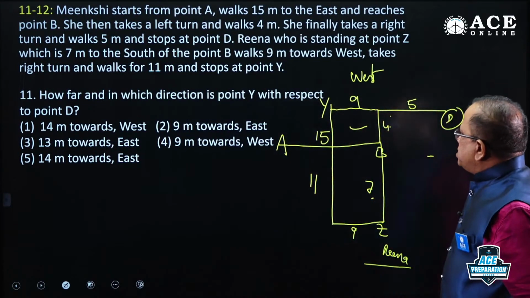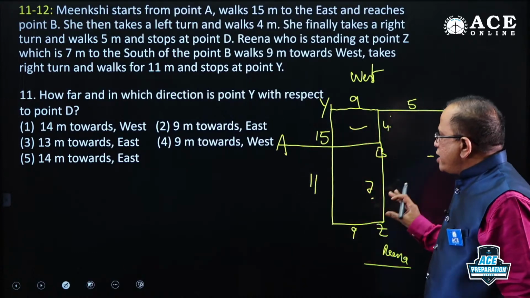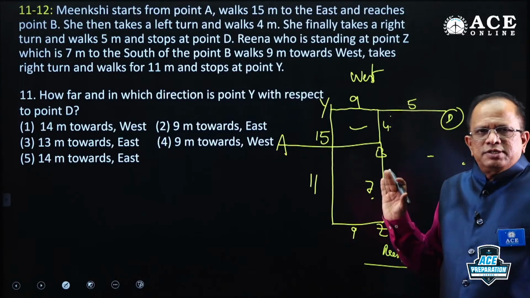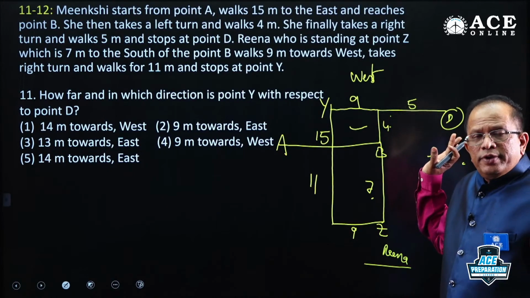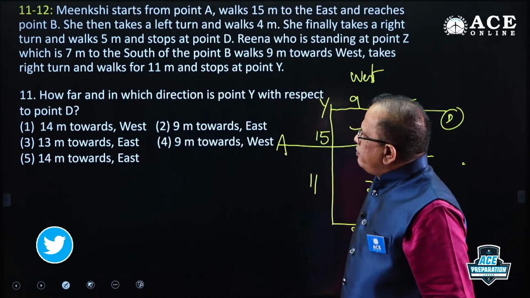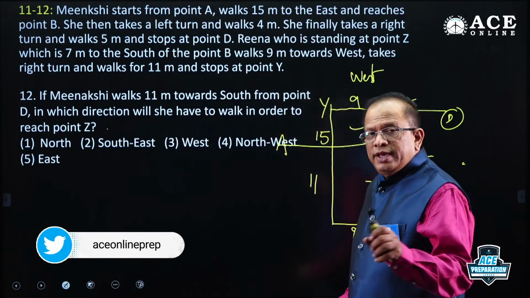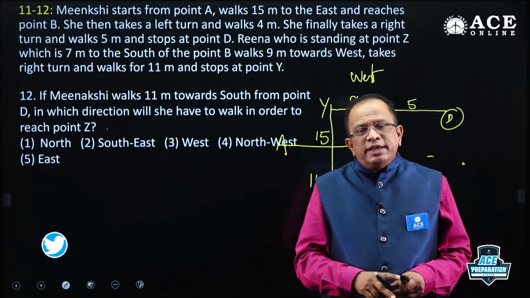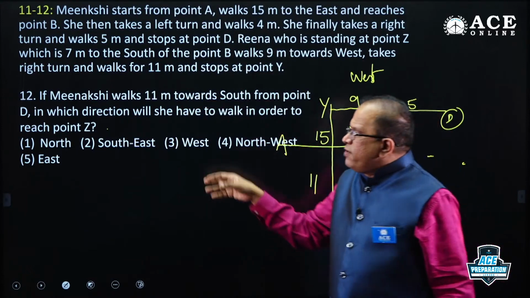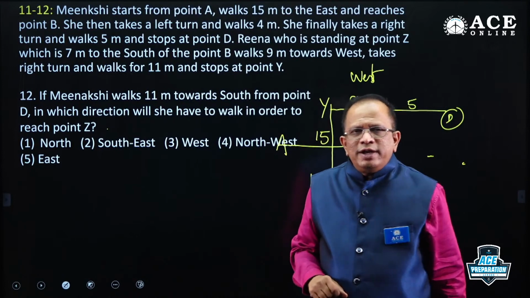Okay? So they try to make it round and round, complicated, crossing the line, but don't worry, always stick to basics. And proportionate drawings are going to save you a lot. Okay? Now, one more question on the same data. If Meenakshi walks, if means they are putting one condition. That means in the statement, whatever they have given, some condition, in addition to that, only for this particular question, they are giving a new condition. That is what you need to understand.